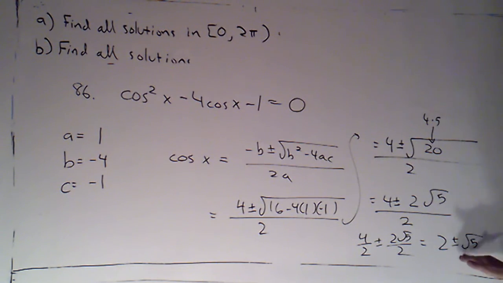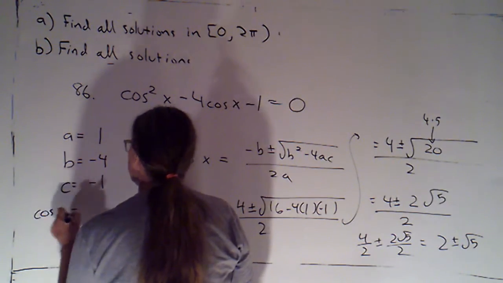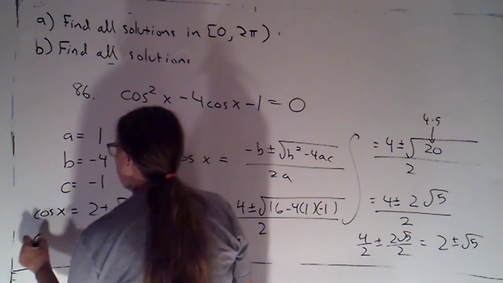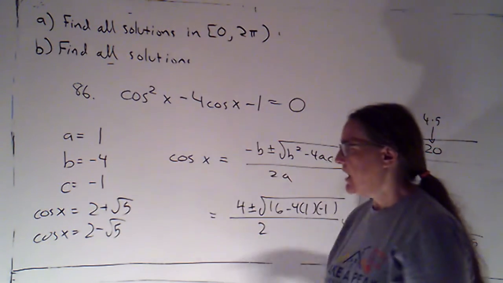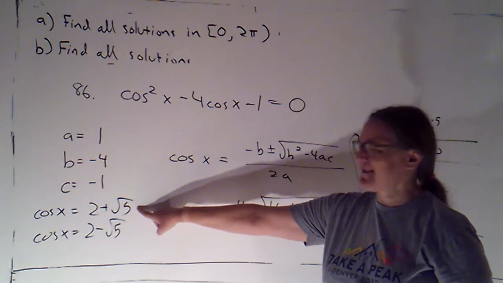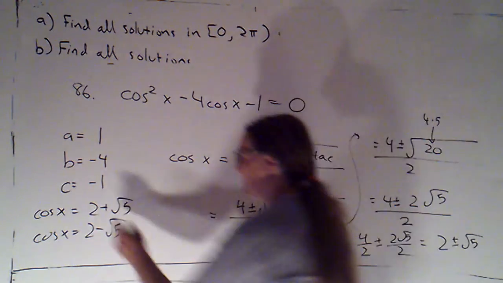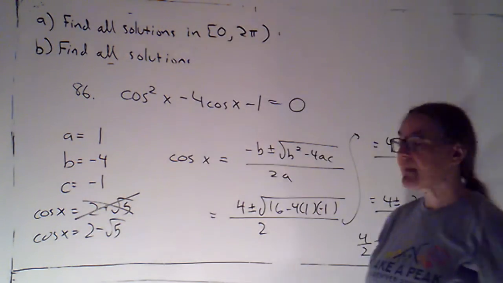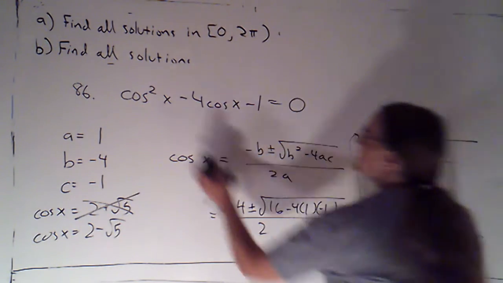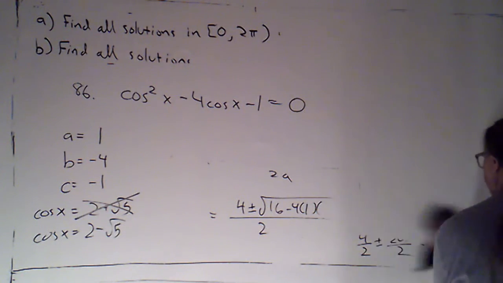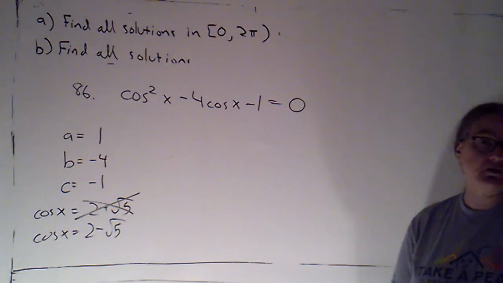Now, that's cosine of x. So I've got cosine of x could equal 2 plus root 5, or cosine of x could equal 2 minus root 5. The first one is not possible, because that's going to be bigger than 2. Cosine is never bigger than 1. Not going to happen. But I need to check the other one. I need to know whether that's in the appropriate range for cosine or not. If so, I'll keep going. If not, this equation had no solutions.